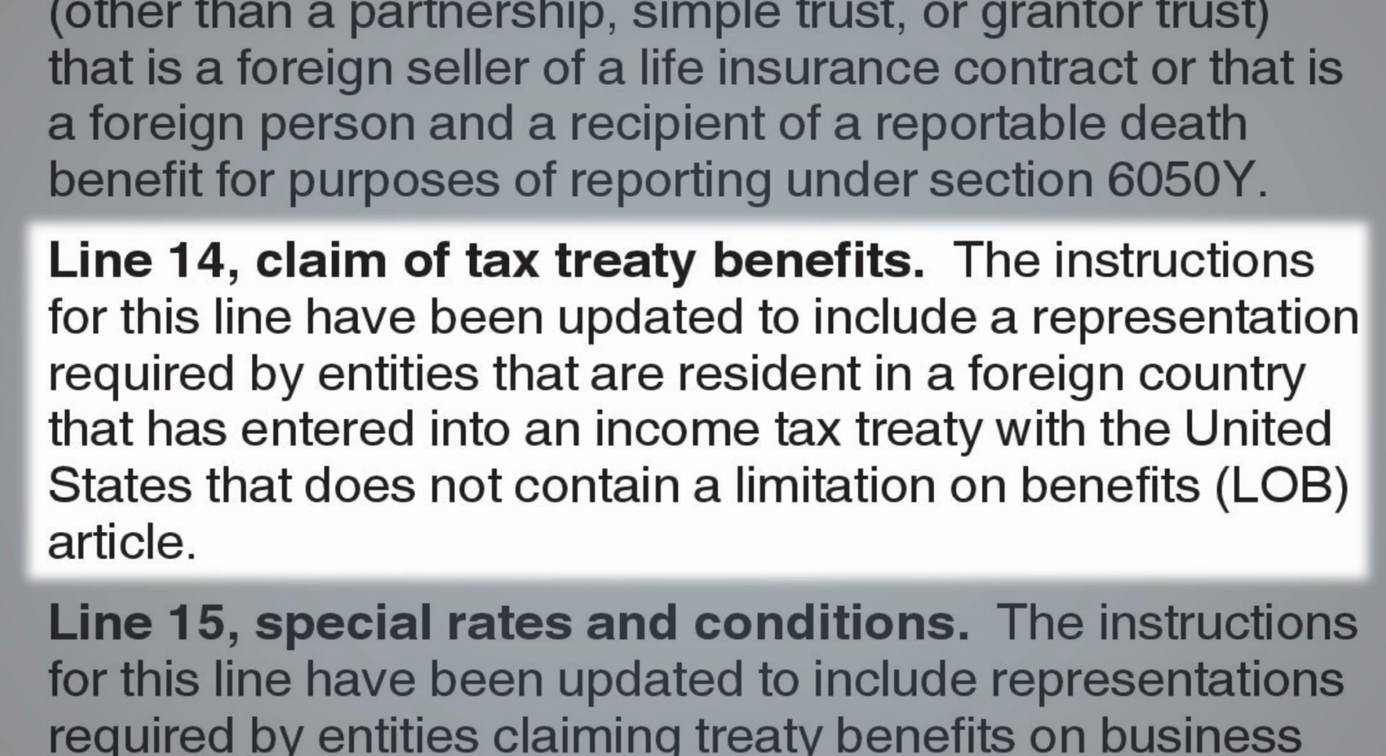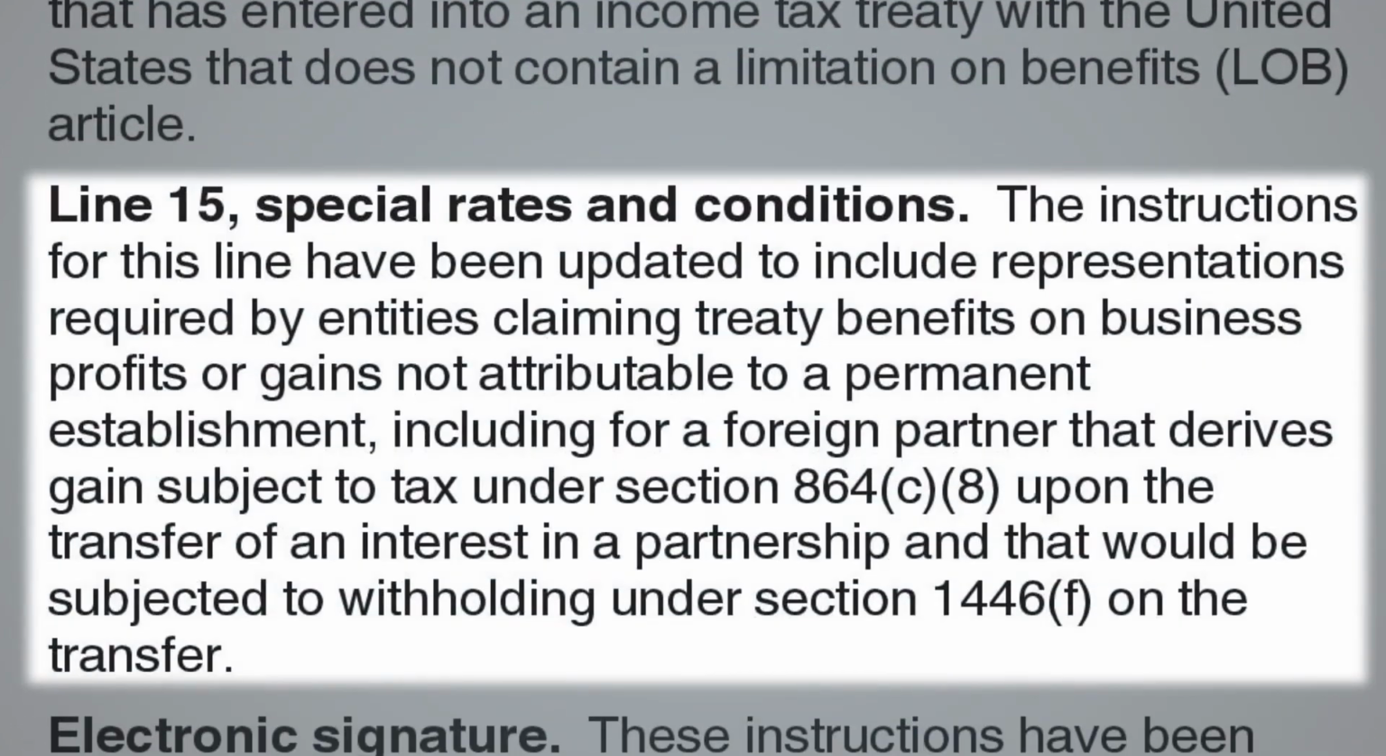This generally requires that the entity is a resident in a foreign country that has entered into an income tax treaty with the United States that does not contain an LOB article. Special rates and conditions: updated to include representations required by entities claiming treaty benefits on business profits or gains not attributable to a permanent establishment, including a foreign partner that derives gains subject to Section 864(c)(8) upon the transfer of an interest in a partnership.